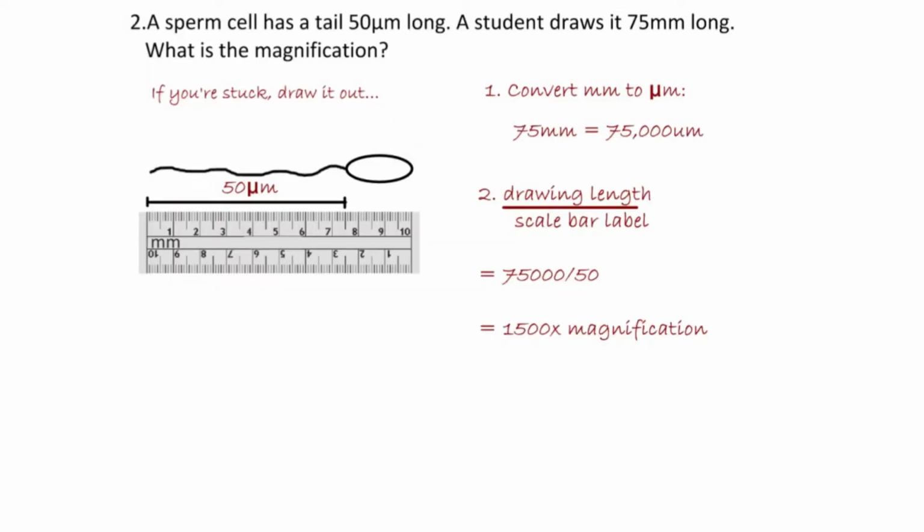An example problem would be this. A sperm cell has a tail 50 micrometers long. A student draws it 75 millimeters long. What is the magnification? First, you would convert millimeters to micrometers. 75 millimeters equals 75,000 micrometers. And once you get 75,000, you can divide it by 50 micrometers. And you get the magnification of 1,500 times.